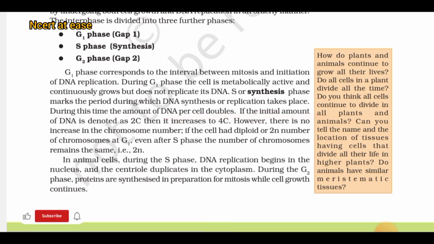If the initial amount of DNA is denoted as 2C, then it increases to 4C. However, there is no increase in the chromosome number if the cell had diploid or 2n number of chromosomes at G1. Even after S phase, the number of chromosomes remains the same, that's 2n. In animal cells, during the S phase, DNA replication begins in the nucleus and the centriole duplicates in the cytoplasm. During the G2 phase, proteins are synthesized in preparation for mitosis while cell growth continues.